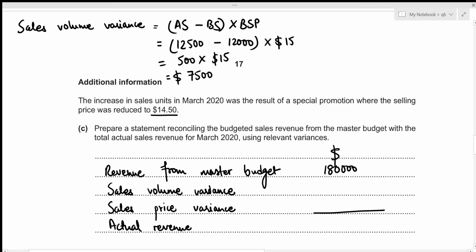And in this case, we can see that the actual sales unit is greater than the budgeted sales unit. So this is definitely a favorable condition because more units are being sold than what we anticipated. So this sales volume variance is a favorable condition, which means that we need to add it in order to figure out our actual revenue. So that's plus 7,500. Now let's figure out our sales price variance.